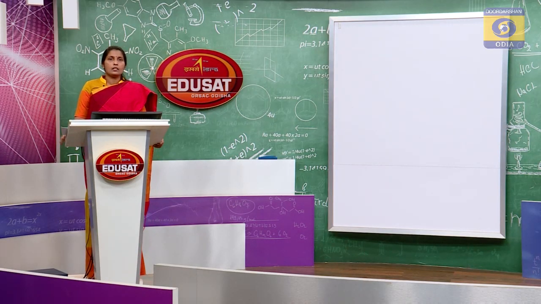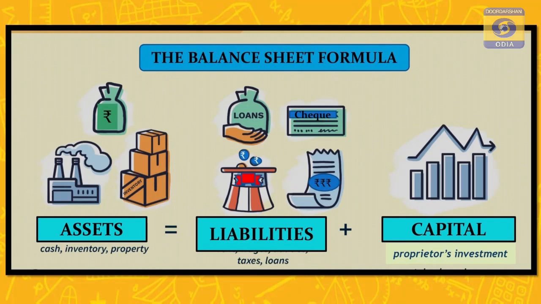Let's have a look at this. You can see the assets is equal to liabilities plus capital. Assets, they are the cash, the property, the inventory of the business, all those form the assets. That is equal to the liabilities plus capital. Liabilities, what the business has to pay to the outsiders. Capital is the owner's investment. That means what the business has to pay to the owner or the proprietor.